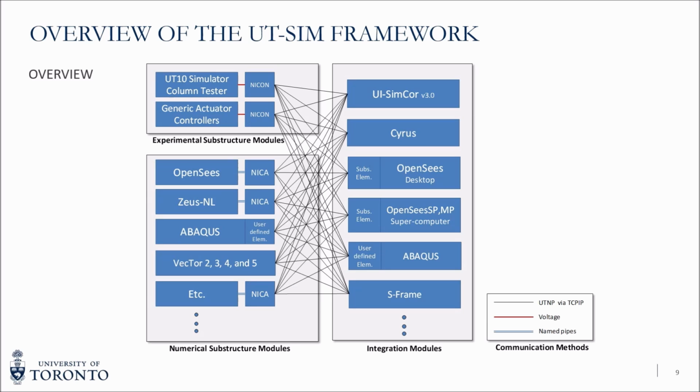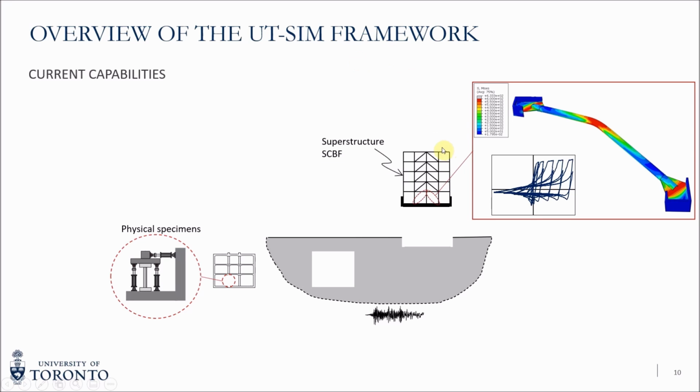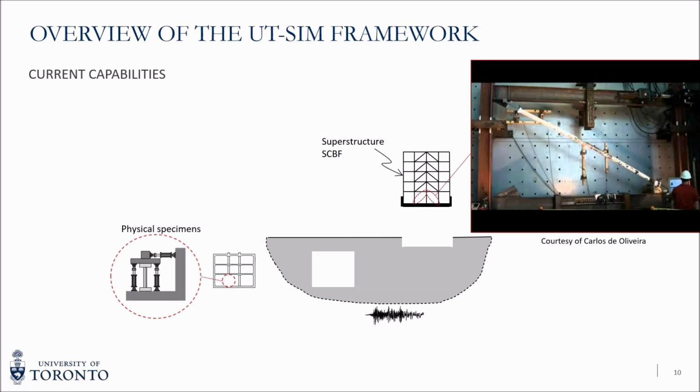So for our hybrid simulations, we use the University of Toronto simulation framework. And really what it is, is a framework that facilitates multi-platform simulations using a suite of programs. And also we have experimental modules, which enable the users to have experimental physical substructures in pseudo-dynamic hybrid simulations. So for instance, if you have a special concentrically braced frame, you can have the whole building in OpenSees, but you can have the first two braces or however many you want modeled in Abaqus and capture the response more accurately. Or you can have them in the lab and test them physically.